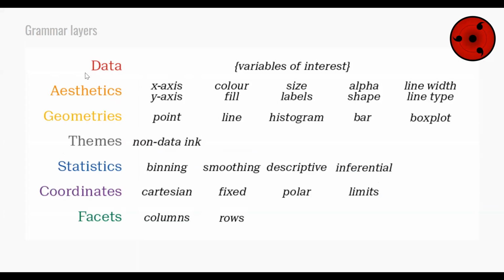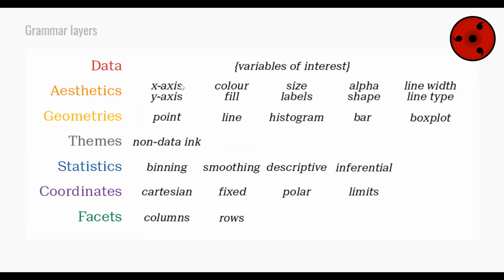So a little bit more on those 7 elements. I've decided for the data, of course, is always your variable of interest. The aesthetics, I've talked about X, Y, and a few other additional aesthetics that you can plot: X, Y, color, fill, size, label, alpha, shape, line type, line width. Those are about 10 of them that you can map your data to.